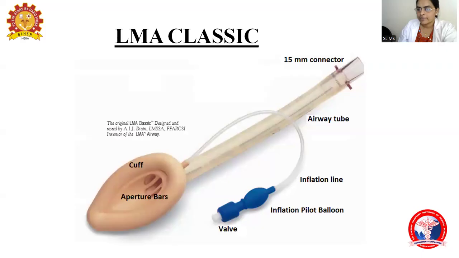This is the classic LMA, which contains a 15 mm connector, an airway tube with a cuff with apertures inside it, and a small tube coming out called the inflation line, with an inflation pilot balloon valve.